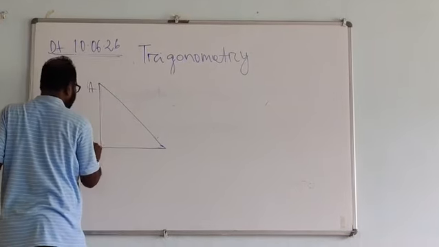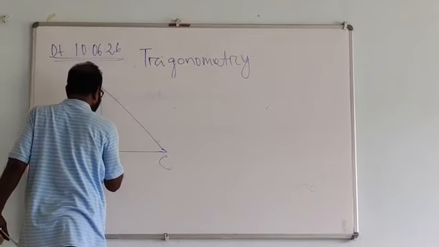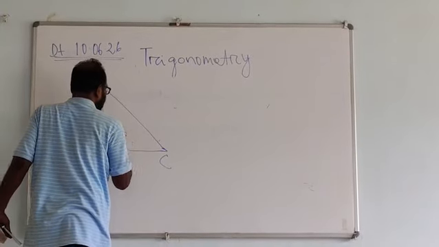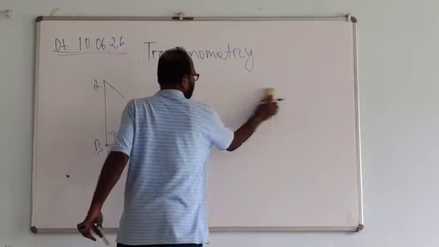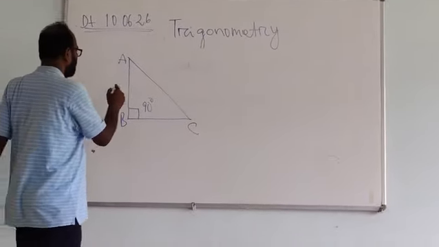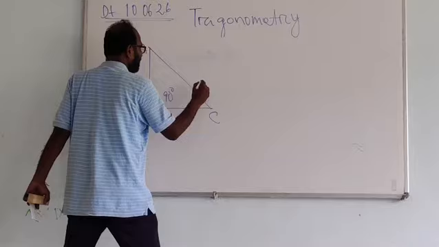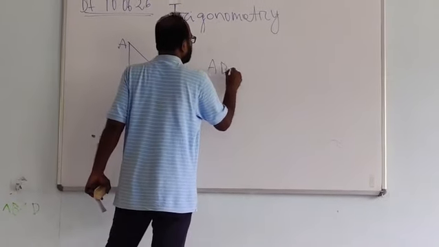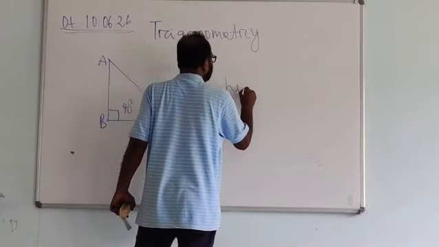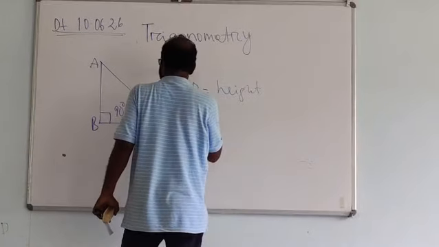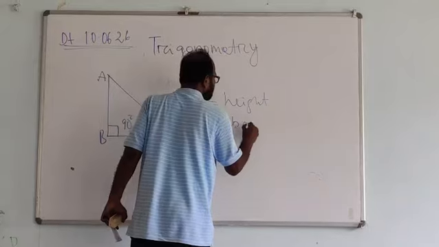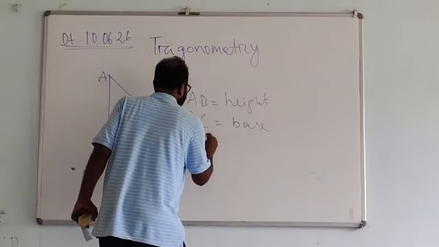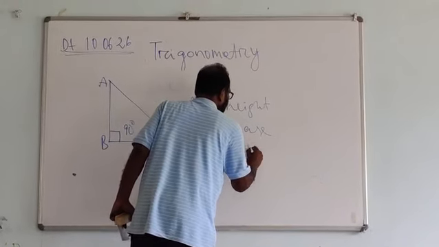So ABC is the right angle triangle. It is 90 degrees. So here we will find the trigonometric ratios. AB is the height, BC is the base, AC is the hypotenuse.